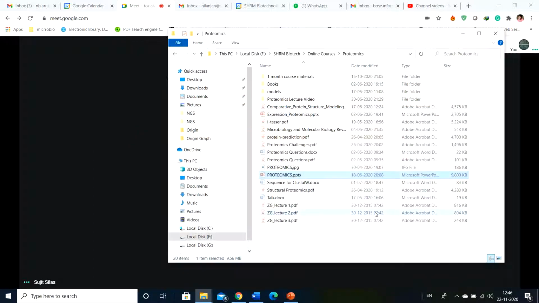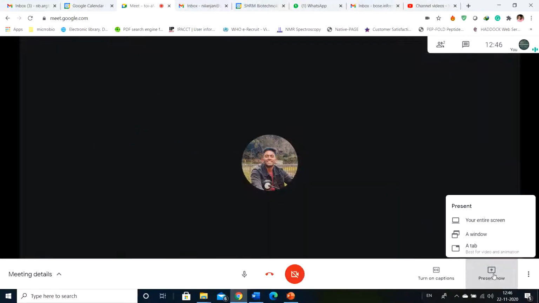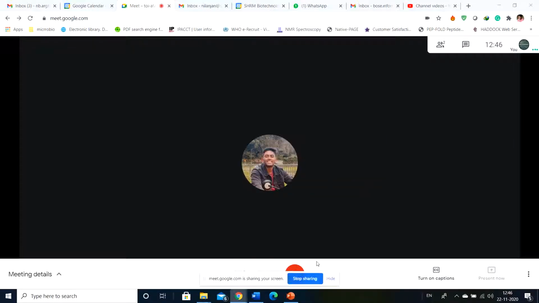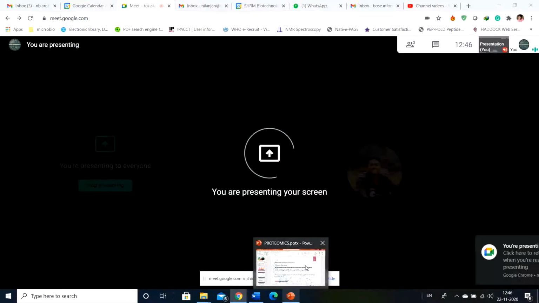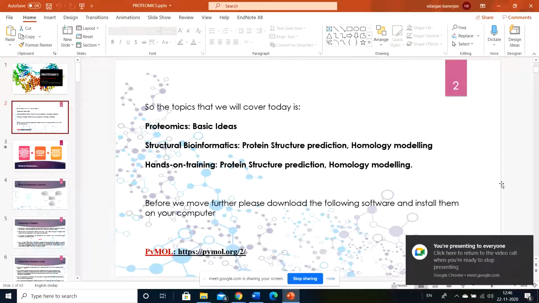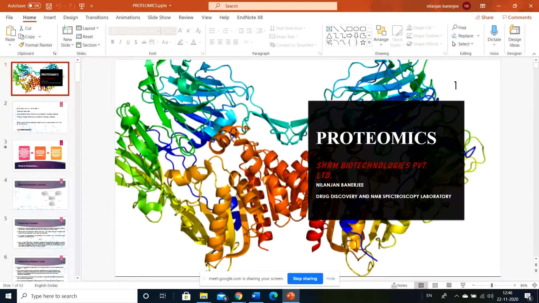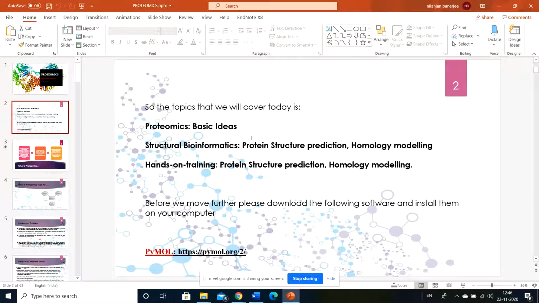Okay, so in this particular topic we'll start with proteomics, and of course proteomics needs a basic understanding about protein structures and all. Today I'm just going to give you a brief description about what is proteomics and what is not, etc. And then we're going to start with the basic structure of protein structuring and molecule and all.